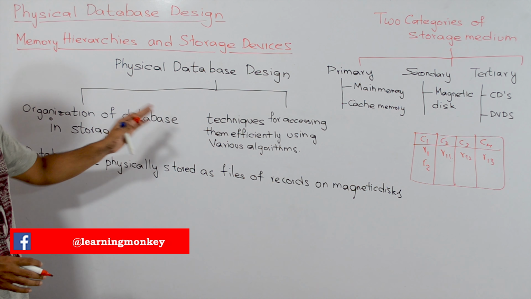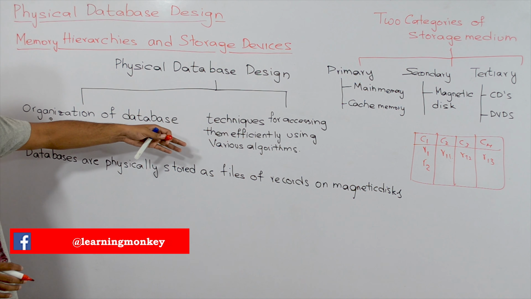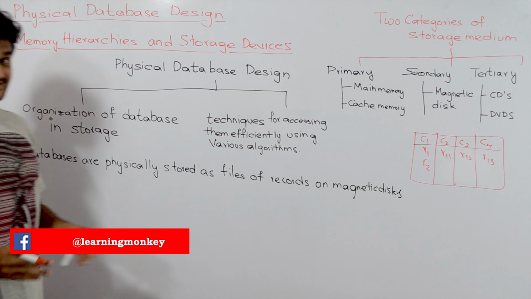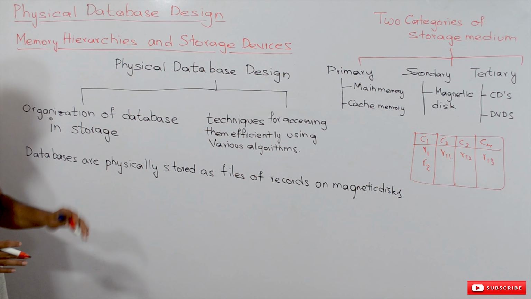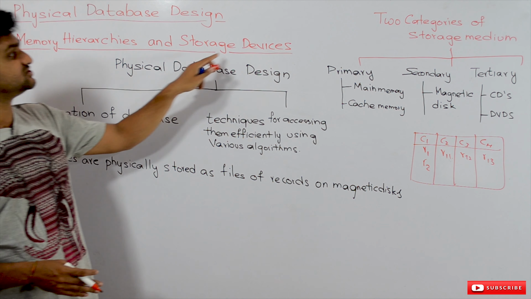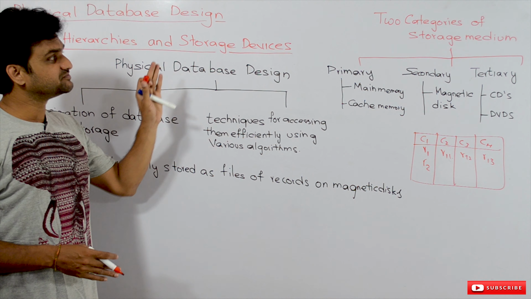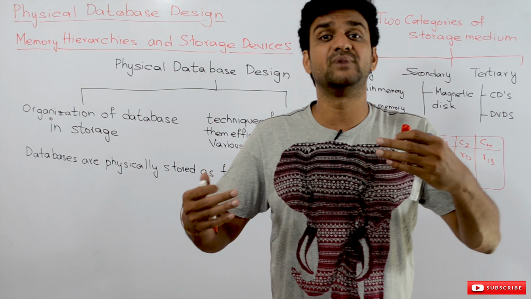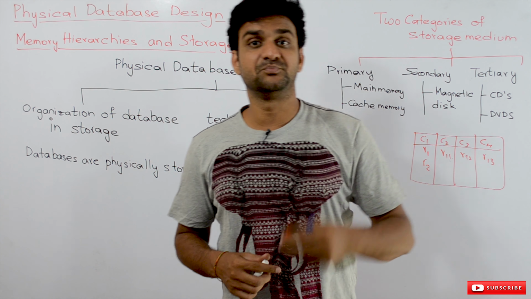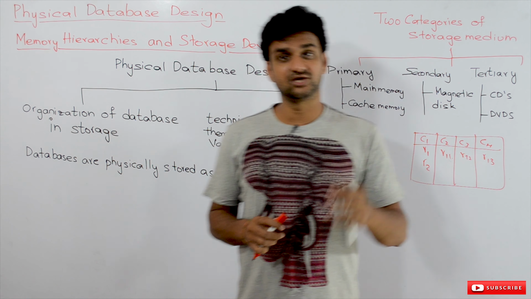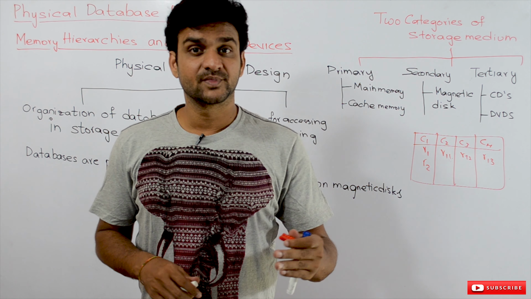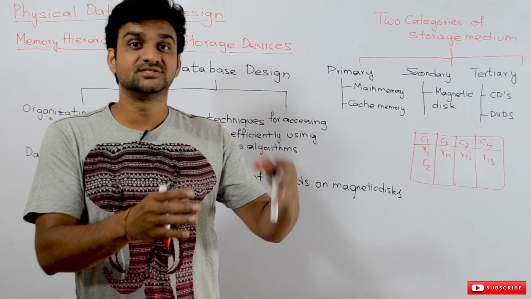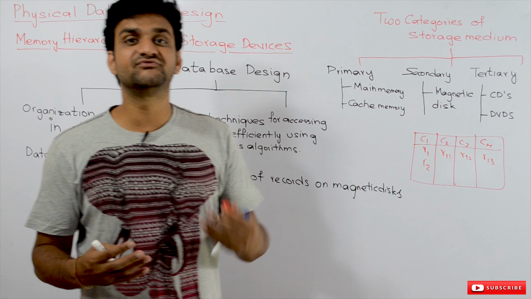These are the two subdivisions in physical database design that we are going to understand in this entire section. Coming to this class, we will try to understand memory hierarchies and storage devices. What are the different kinds of memories available on a computer? Just try to think of it. They are RAM, cache memory, hard disk, CD, DVD.